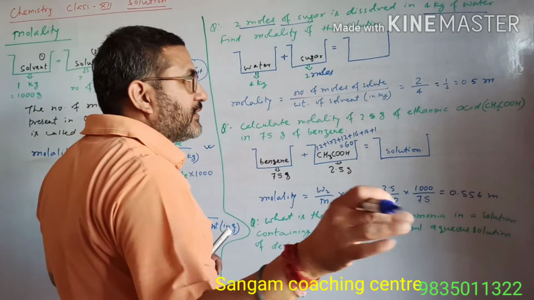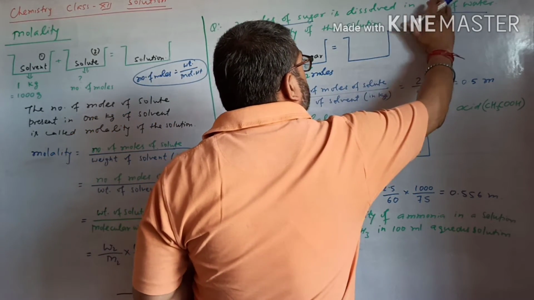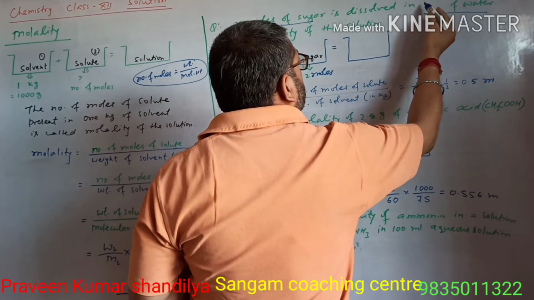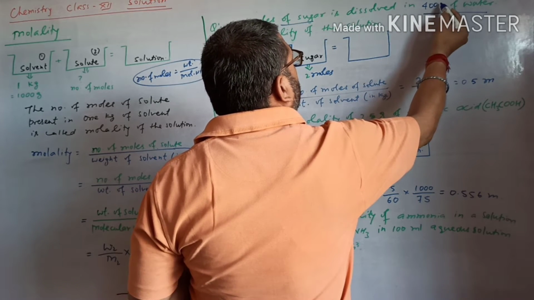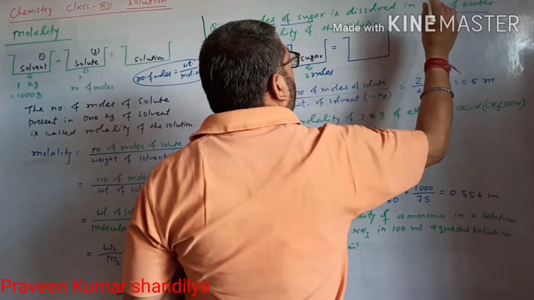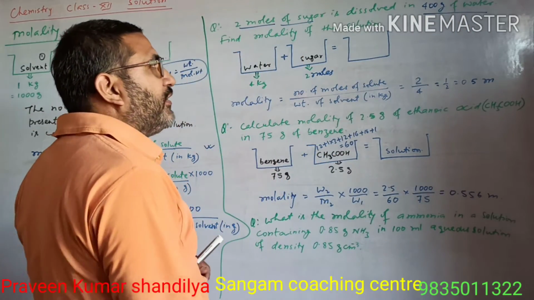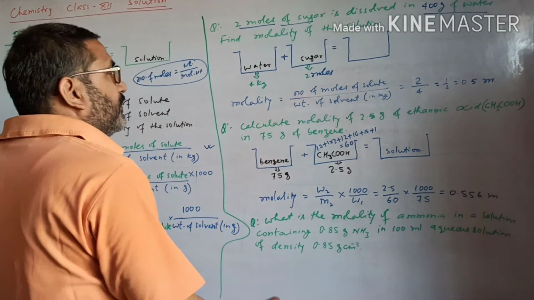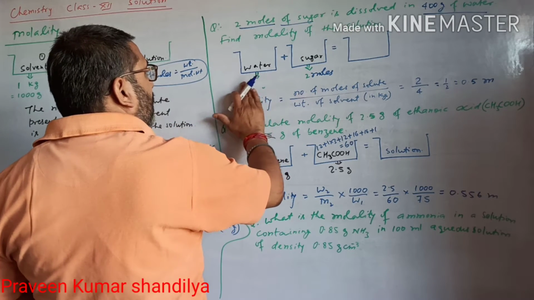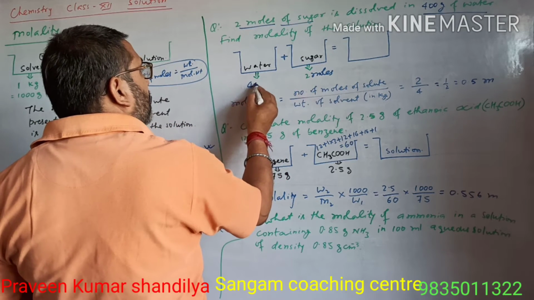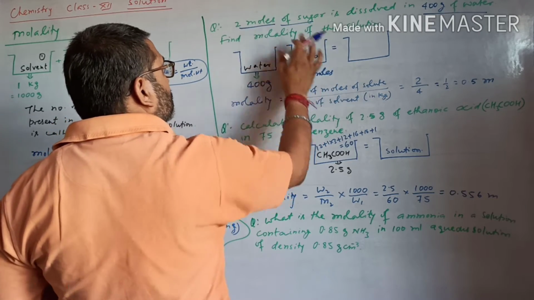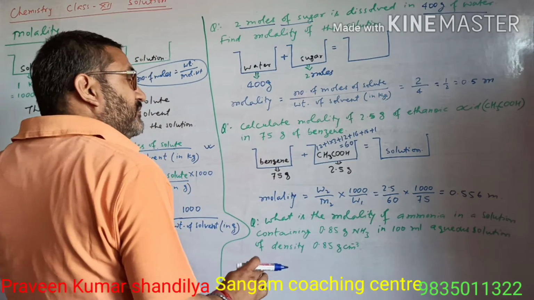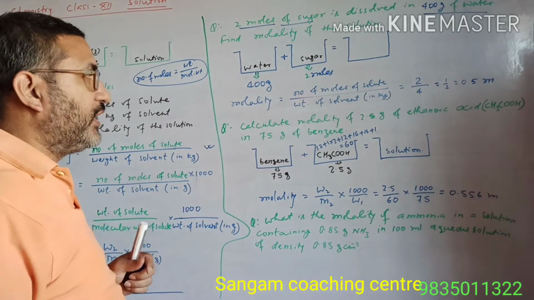I have another question. My new question is: 2 moles of sugar is dissolved in 400 gram of water. What will be our answer? Where is water? Here is water, 400 gram. And where is sugar? Here is sugar, 2 moles.